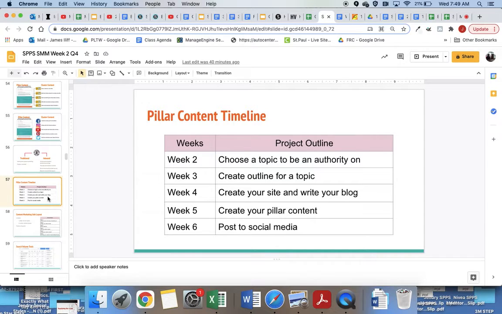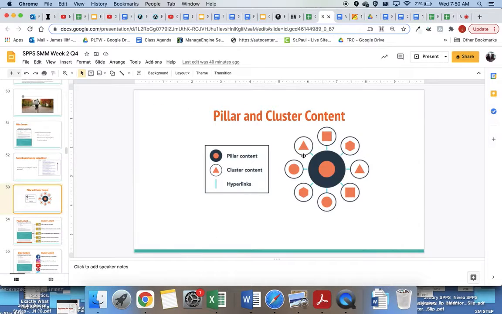What does that mean for you as a student in my class? Well, we are going to create a blog, and you're going to create and manage a blog that follows this pillar and cluster content format.